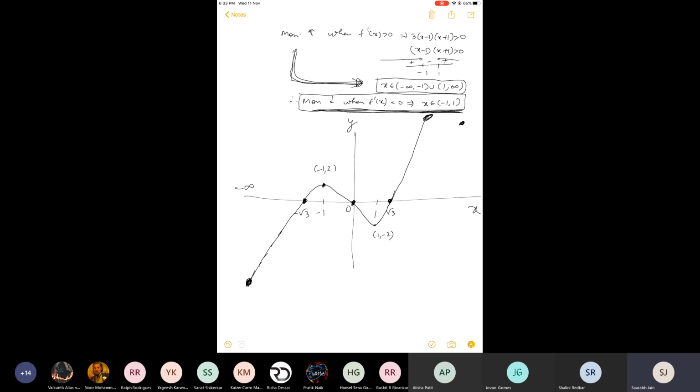Then at minus 1, it is a local maximum. The local maximum value is 2. At 1, it is a local minimum. The local minimum value is minus 2. At 0, concavity is changing, so it is a point of inflection. Also, to the left of 0 it is concave down, and to the right of 0 it is concave up. And finally, the graph is increasing till x equal to minus 1, then it is decreasing from minus 1 to 1, and then again it is increasing for x greater than 1. So this much information is available from the graph, but you should have it in mind: the maximum, minimum, monotonicity, point of inflection, all these points.